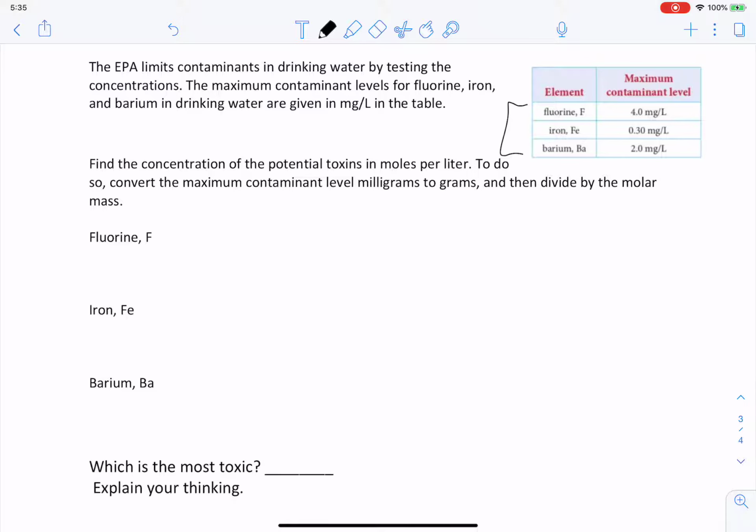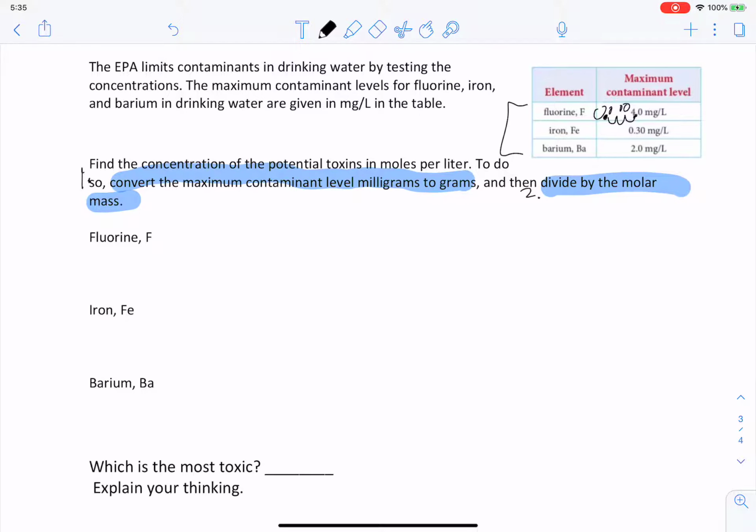Okay, so what we have to do is find the concentration of the potential toxins in moles per liter. So what we're going to do is convert the maximum contaminant level from milligrams to grams, and then divide by the molar mass. Okay, so we'll just do this one by one. So this is step 1, and then this is step 2. To start, we'll do fluorine first. So we take those milligrams and need to convert them back into grams, so we basically take that decimal place and move it over 3 times.